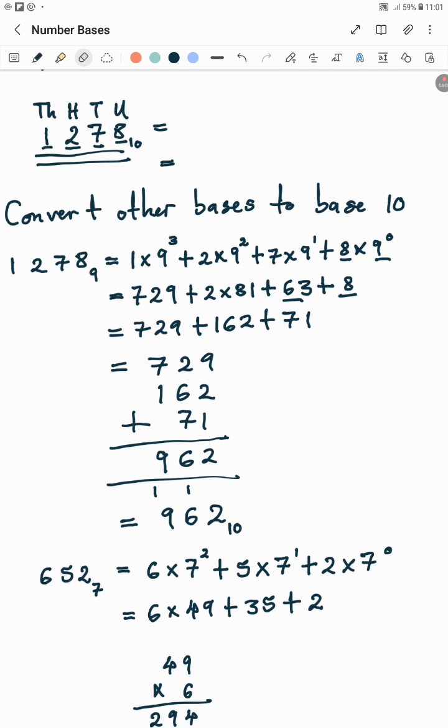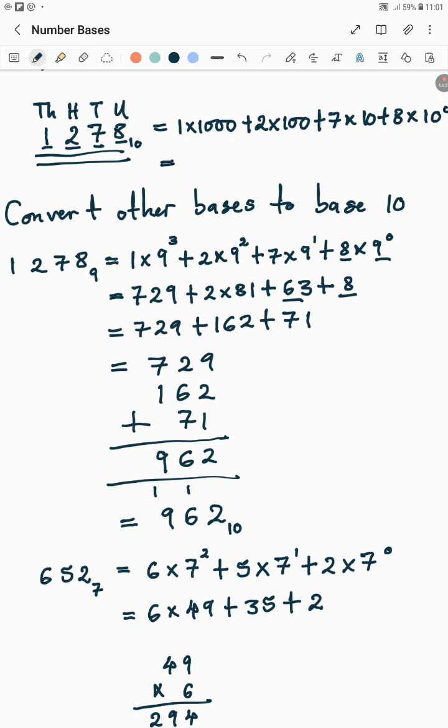So I'm just going to expand this number the way you would expand it. This 1 representing thousands, you would multiply it by 1000. The 2 representing hundreds, you would multiply it by 100. The 7 representing tens, you would multiply it by 10. And the 8 representing units, you would multiply it by 1.